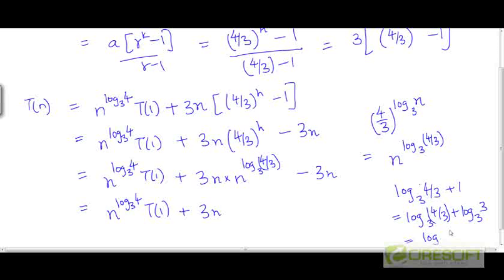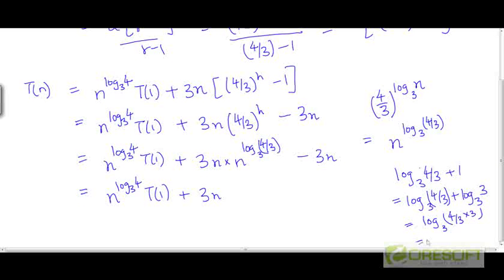So this is log of 4 by 3 multiplied by 3 to the base 3. And that's log of 4 base 3. So the power of n here will be pretty much the same as the power of n here, which is log of 4 base 3 minus 3n. Now the power of n here is 1.